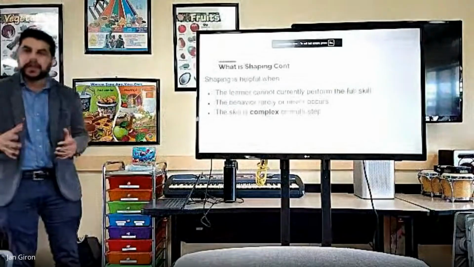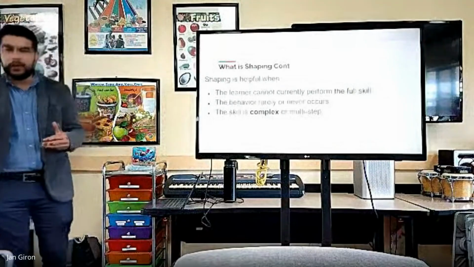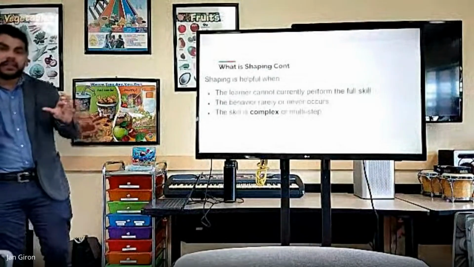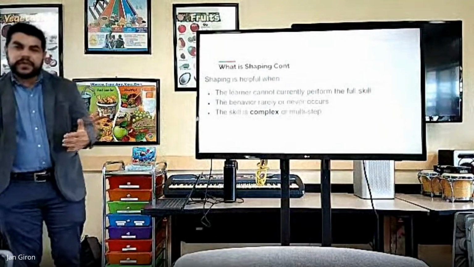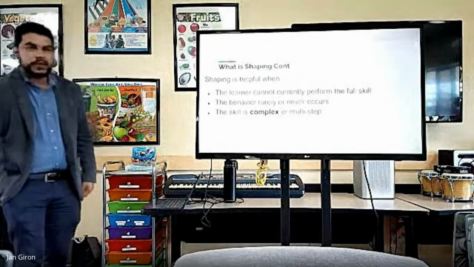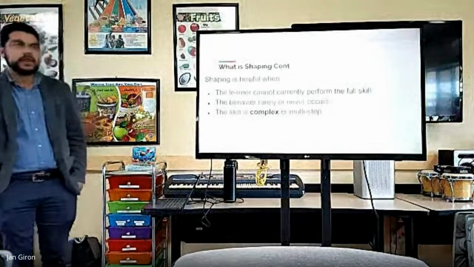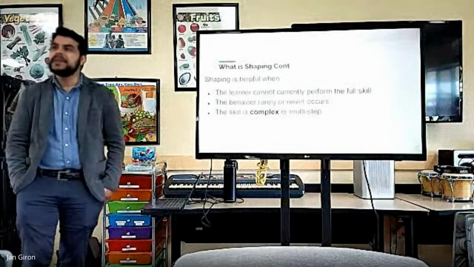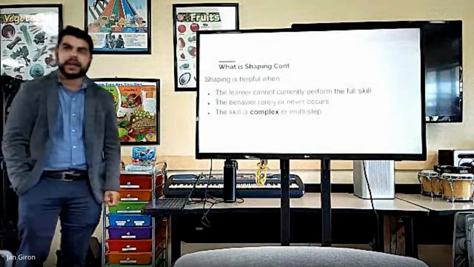So we already mentioned that it's helpful for more complex tasks, but shaping is also useful when the individual cannot perform the entire skill and can only perform bits and pieces of it. The behavior is difficult for them to engage in on a regular basis, or it involves multiple steps. Shaping can serve as an alternative to chaining. Essentially it's the same idea: we're trying to build up behavior as opposed to reinforcing only the final product.